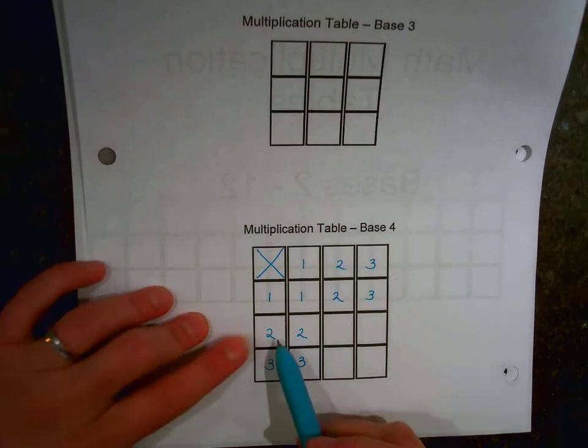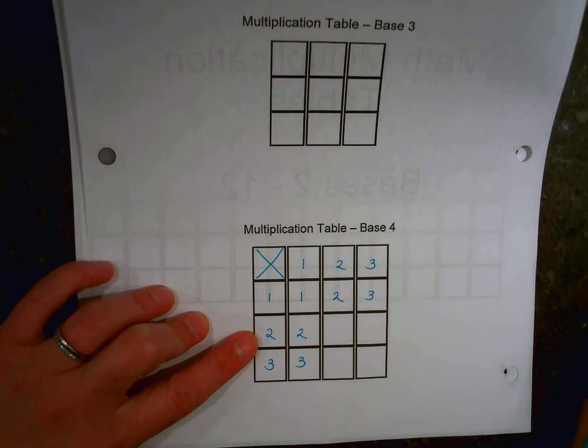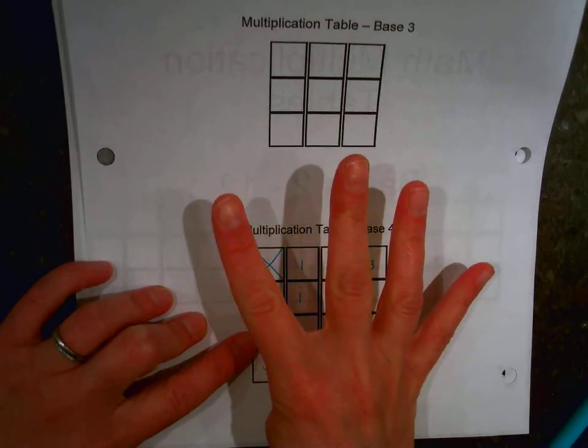Okay. So 2 times 2 in base 4, don't say 4 because 4 doesn't exist in base 4, right? So what would this be in base 4? That's going to be a 10.